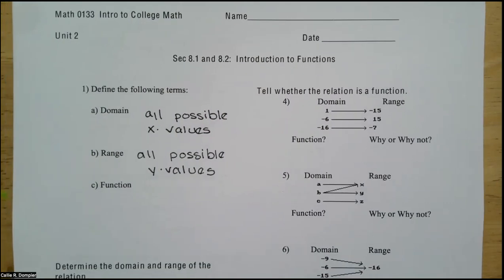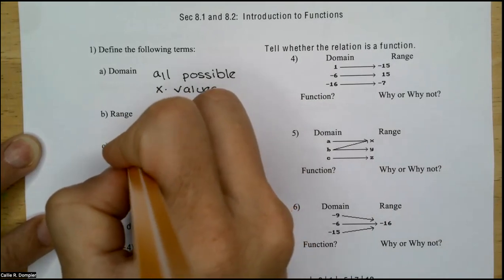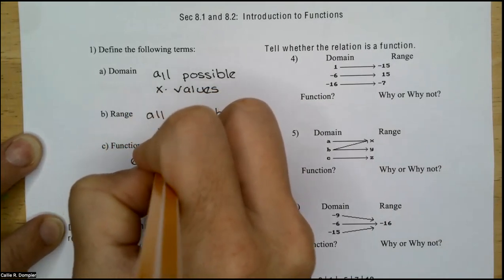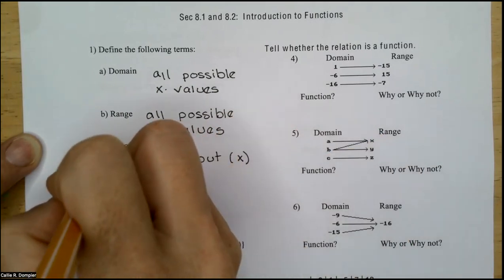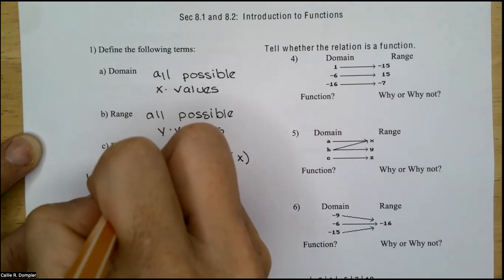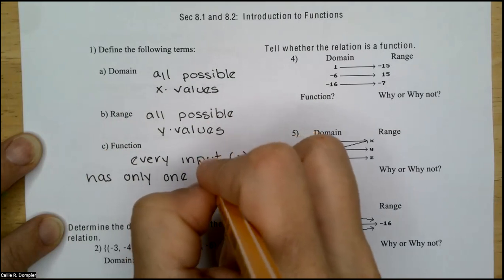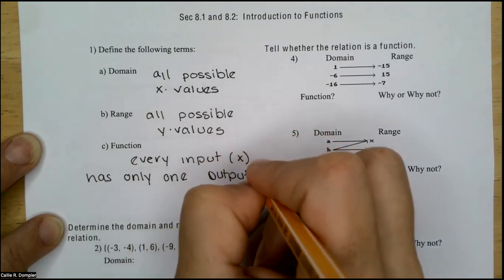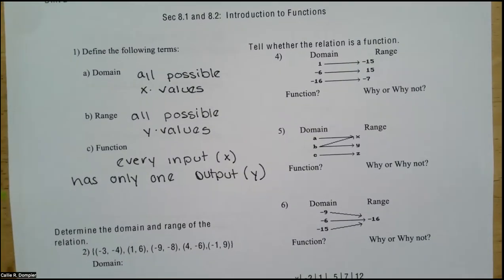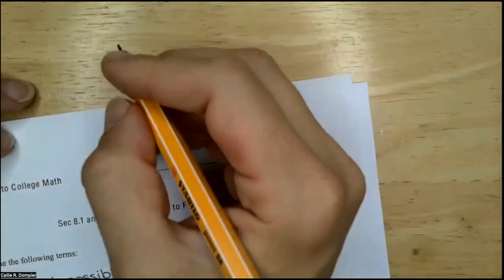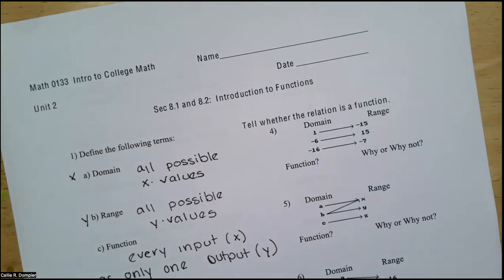A function is an equation where every input, every x, has only one output, but your output is your y. So every x only has one y, all right? Your domain is your x, your range is your y, okay?